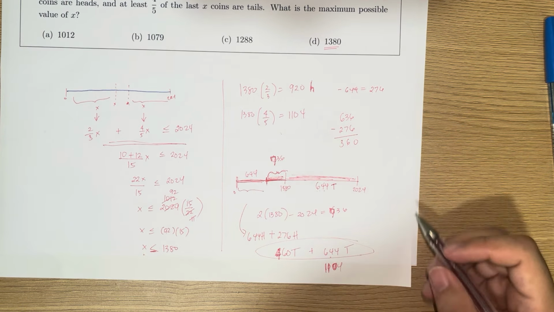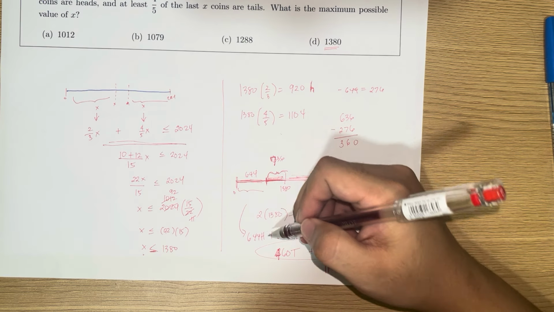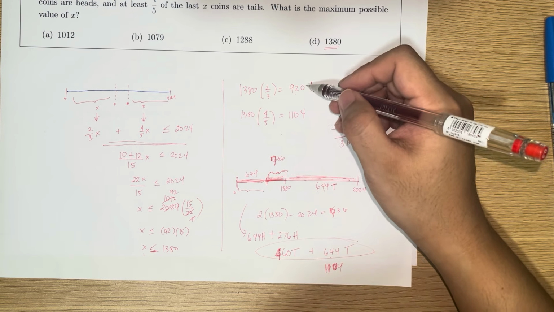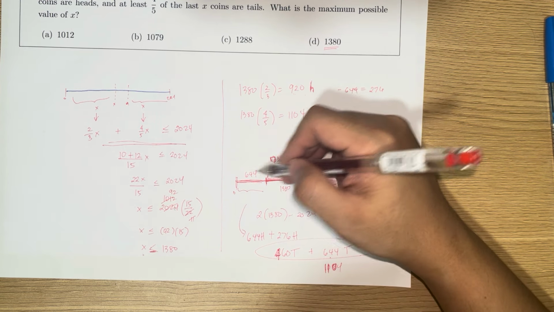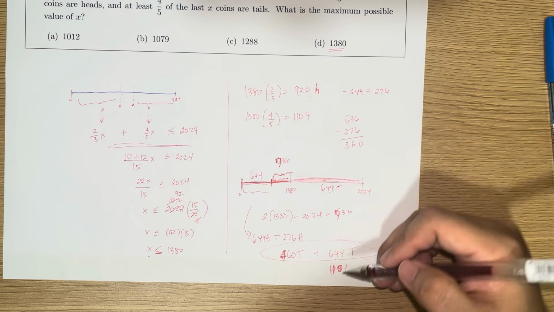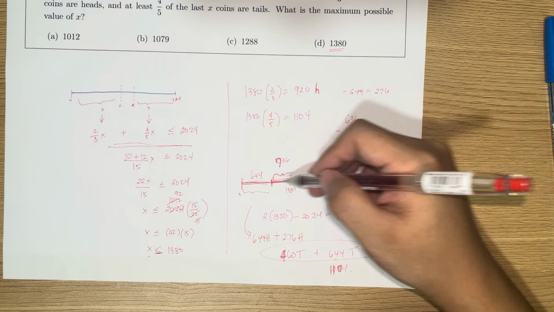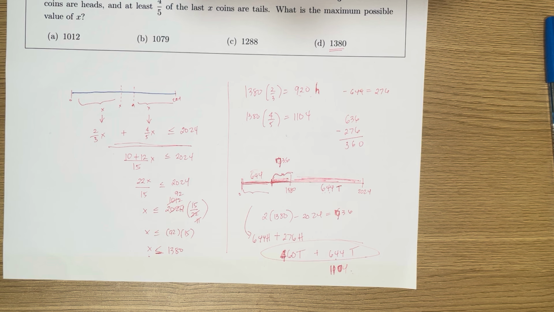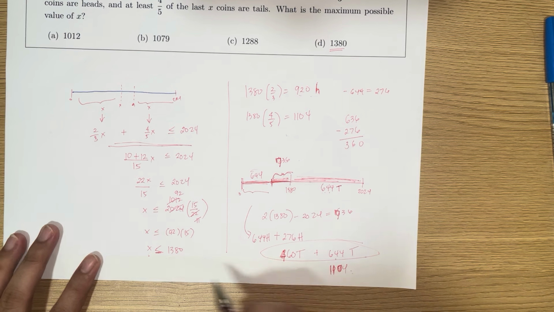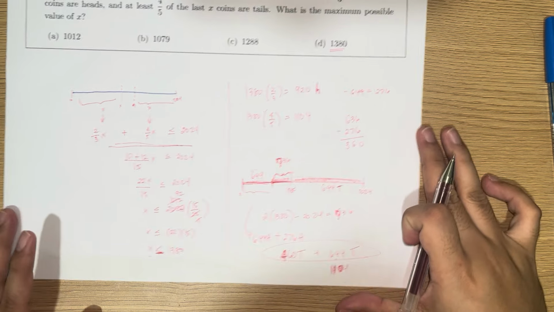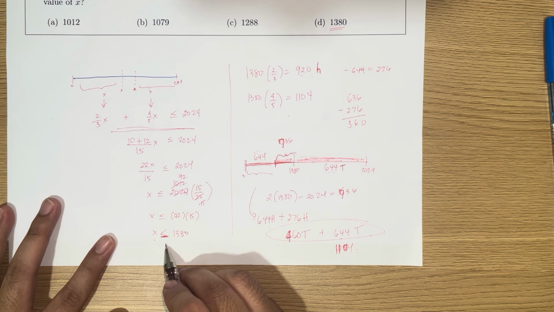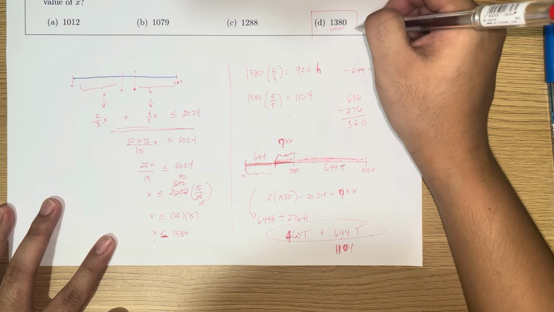So we are able to show that there is a configuration where we have 920 heads on the first 1380 and 1104 tails on the last 1380, which confirms our assumption that there exists a configuration where this equality holds. Okay, so the answer here is actually 1380.